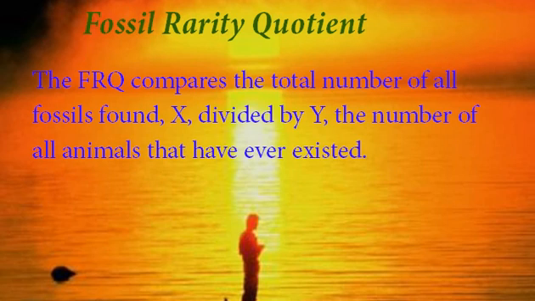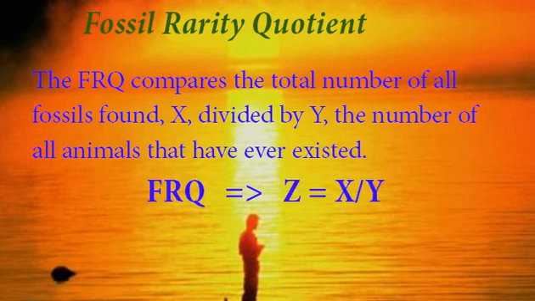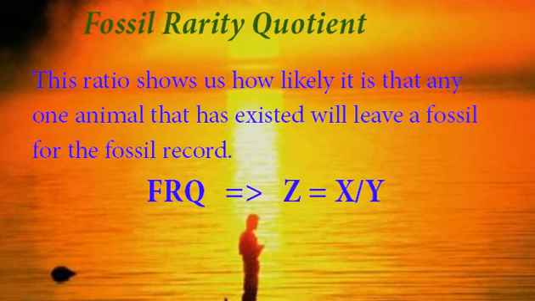The Fossil Rarity Quotient compares the total number of all fossils found, X, divided by Y, the number of all animals that have ever existed, shown as Z equals X divided by Y. This ratio shows us how likely it is that any one animal that has existed will leave a fossil in the fossil record.